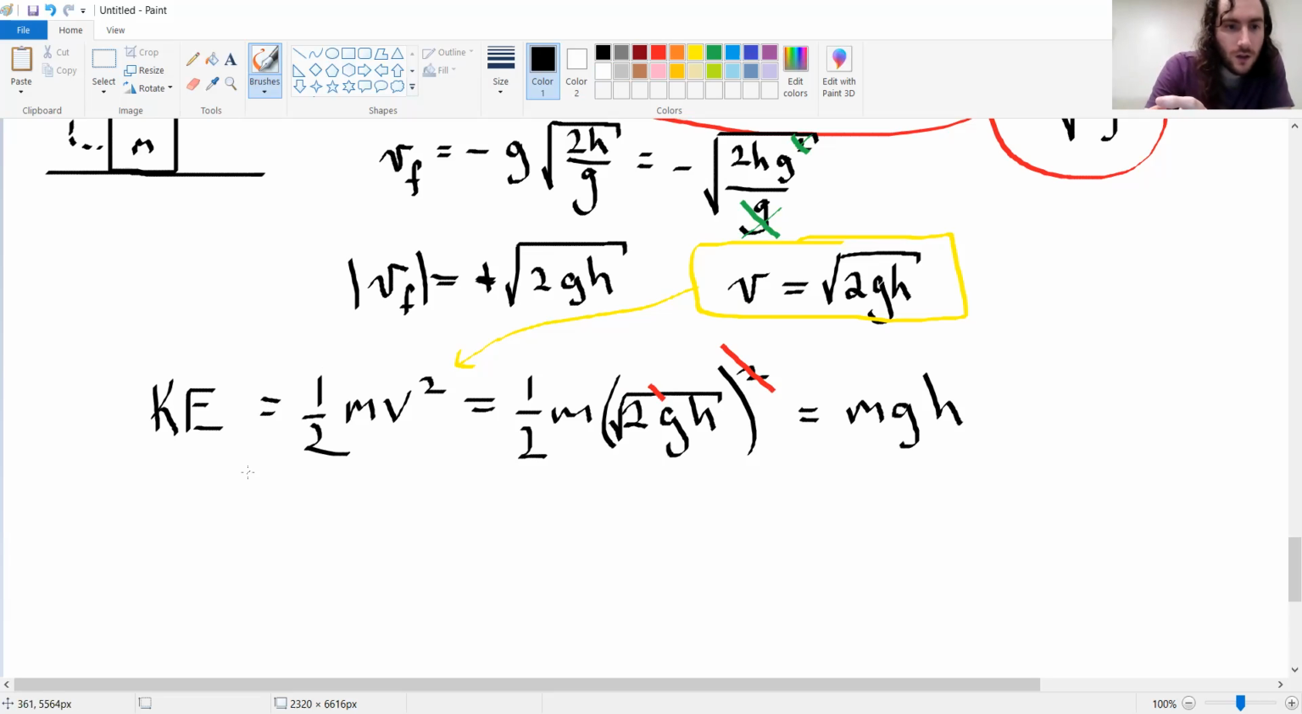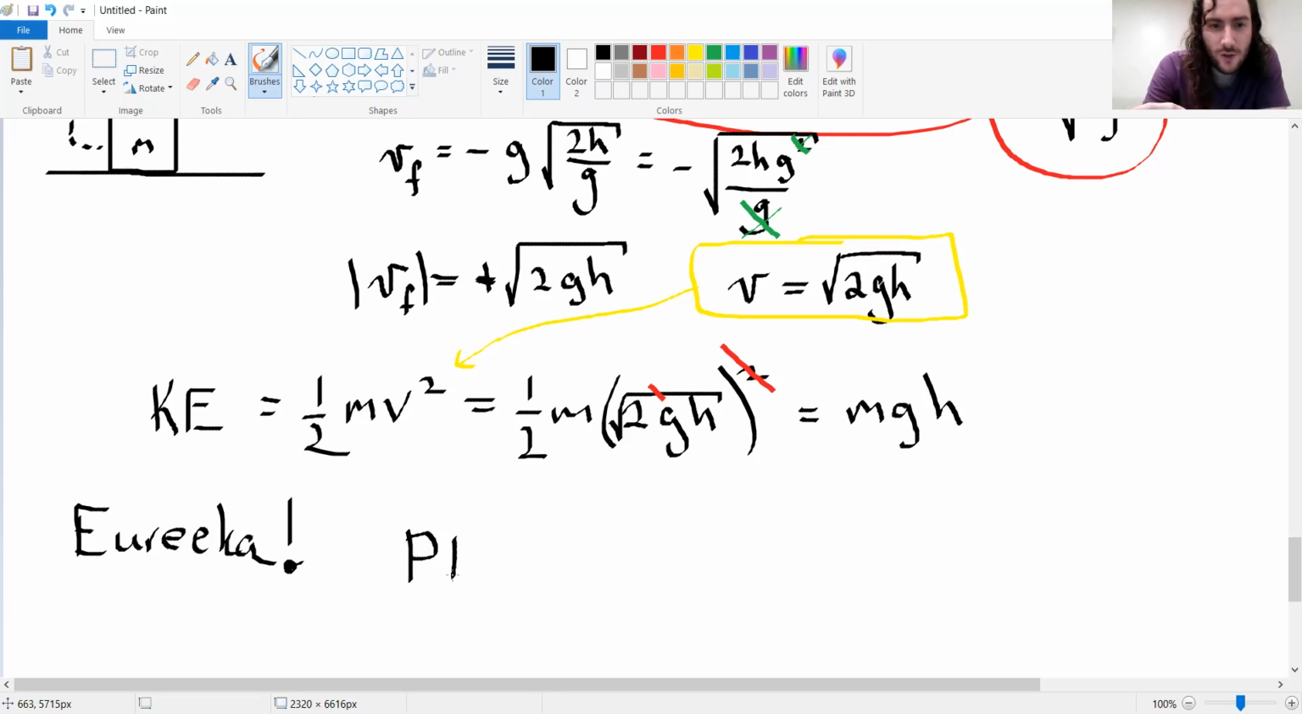Okay, so this is like the aha moment, the eureka moment. Eureka. I don't even know if I'm spelling this right. Does anybody know if this is spelled correctly? So potential energy.